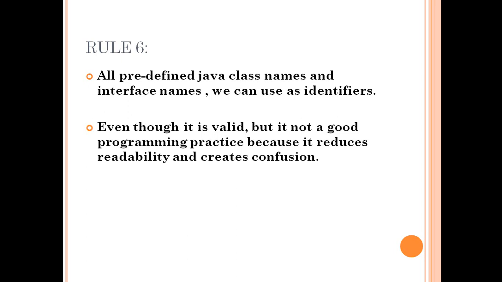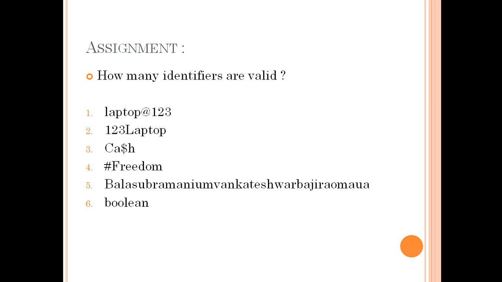So there are in total 6 rules that allow us to define an identifier, and if an identifier follows all six rules, then it is a valid identifier. Now one assignment for you. On this screen there are 6 identifiers. You have to count how many identifiers are valid and how many are not valid, and put this count in the comment section.